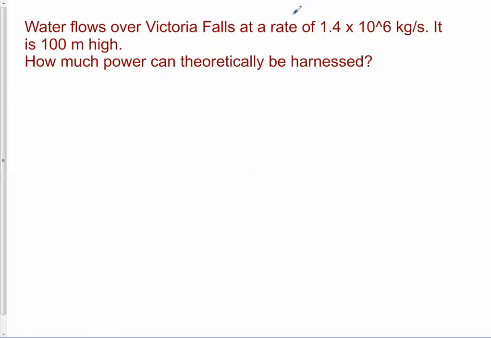Here's another power problem, and again, it deals with gravity. So, hydroelectric power. Water flows over Victoria Falls at a rate of this many kilograms every second. So a lot of water going over the fall. And let's say it's 100 meters high. So how much power could you get out of this? The idea of water falling down, that's what hydroelectric power is often based on.